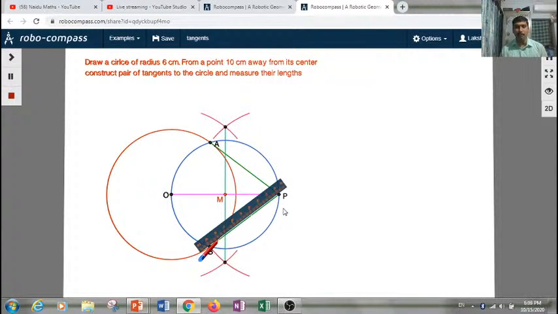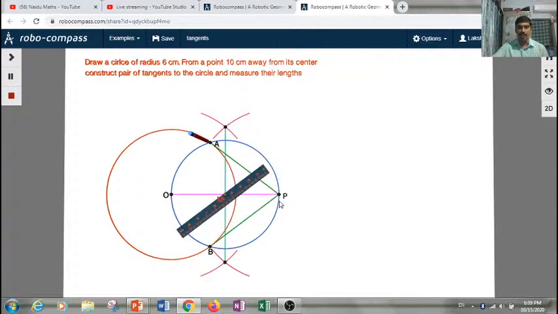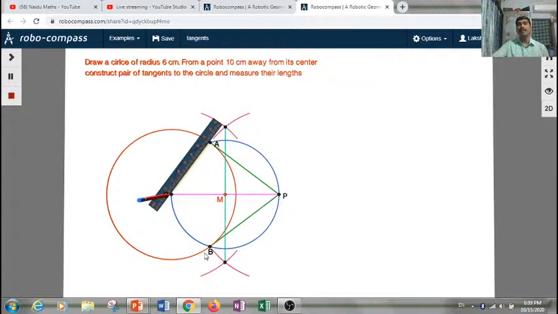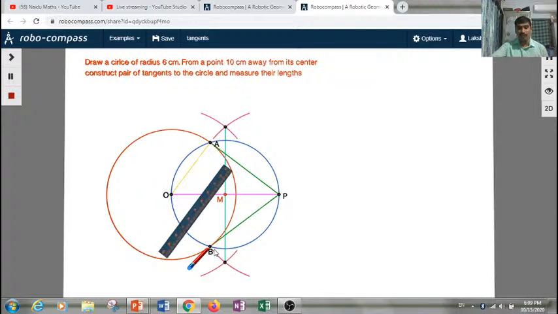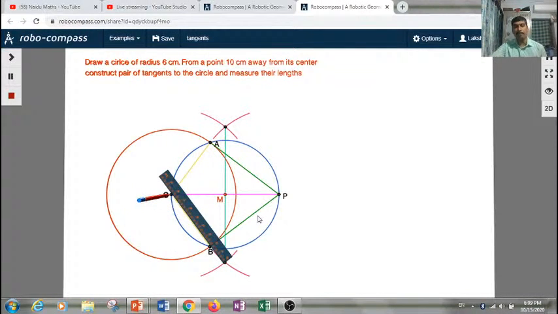By joining point B, you will get another tangent, that is PB. So here the required tangents are PA, which is one tangent, and PB, which is the other tangent. So this is the method to construct a pair of tangents to a circle from an external point. In public examination in paper 2, definitely one question you will get from these constructions.